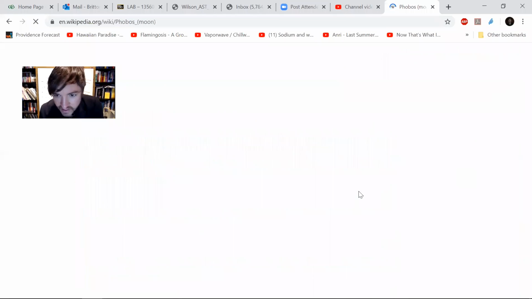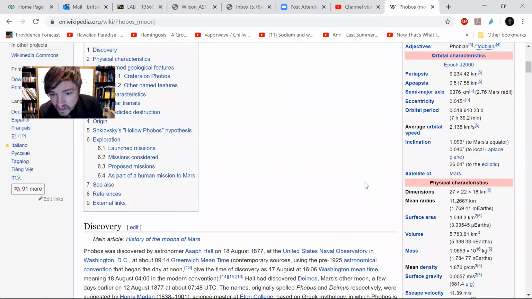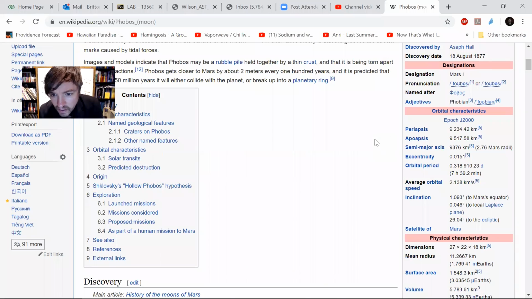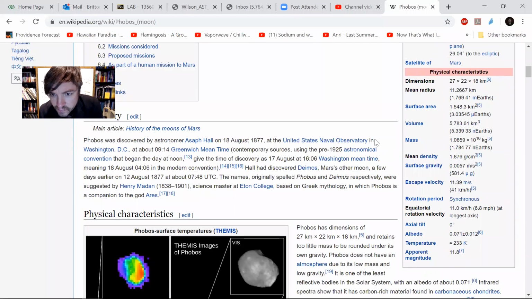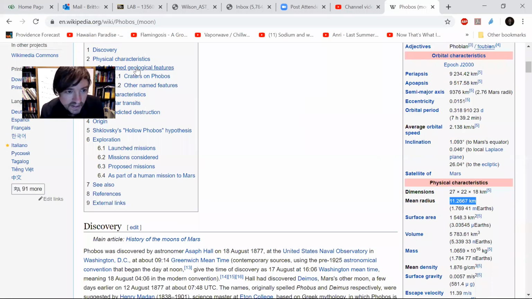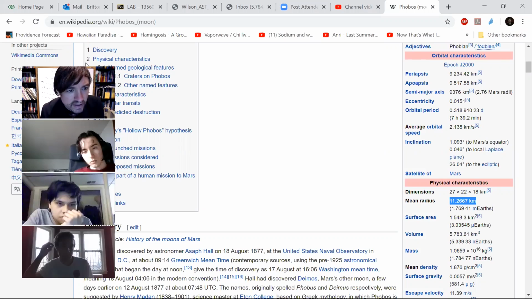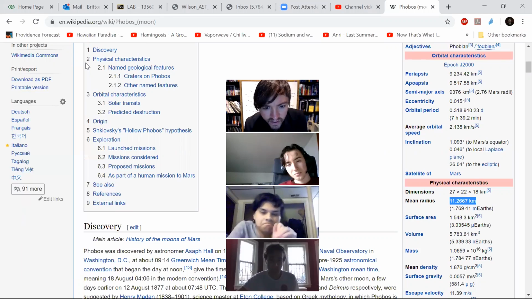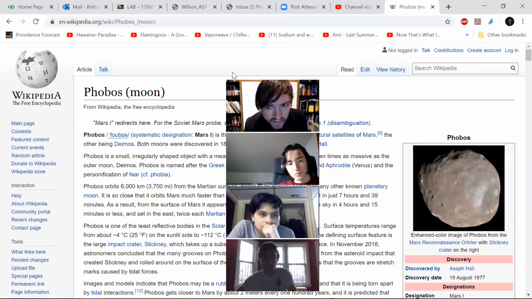Excuse me here. Let's see if we can just check the dimensions over here. Its mean radius is 11 kilometers. That's, you know, pretty tiny. That's smaller than the state of Rhode Island, right? What are the dimensions of Rhode Island? I think it's 30 by 60 kilometers or something.